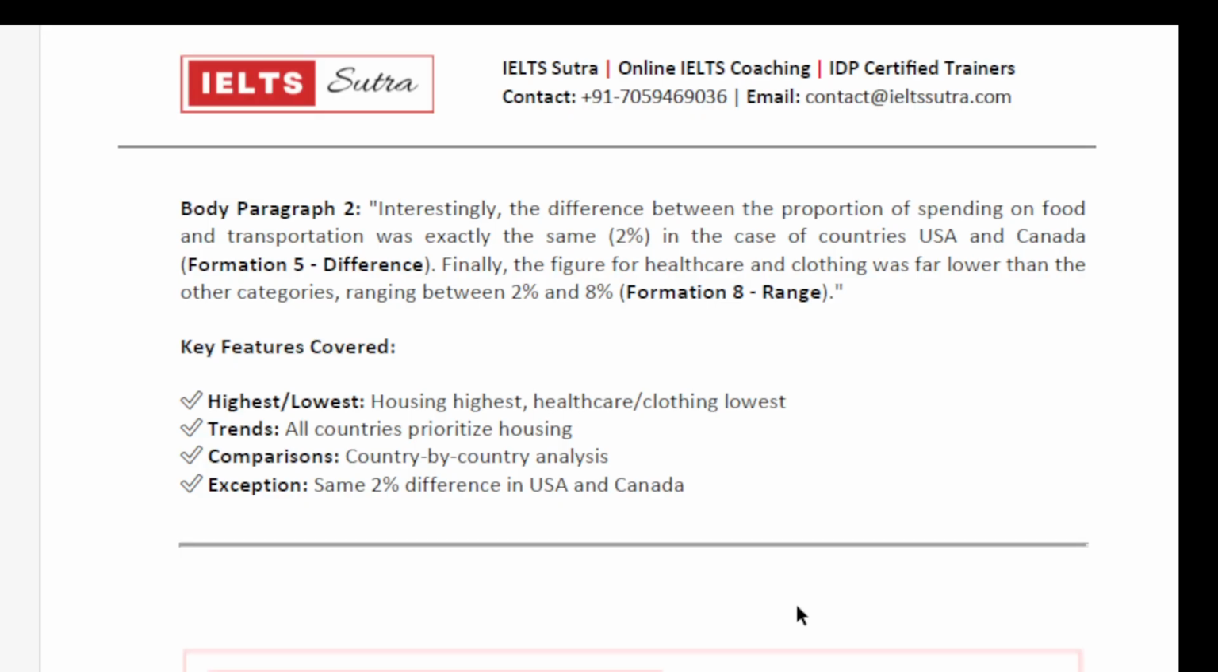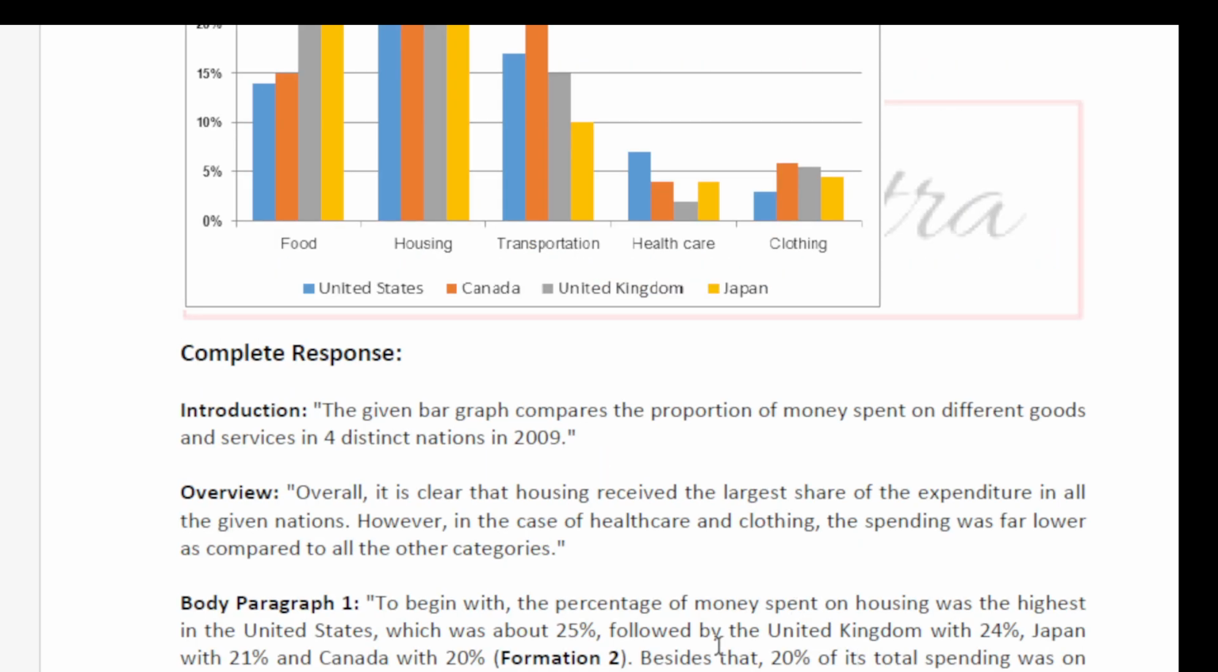Next, we say: besides that, 20% of its total expenditure was on food by the UK. So the UK is spending 20% of its money on food, which was slightly less as compared to the figure for Japan. So in the case of food, as you can see, the figure for the UK is 20%, which is slightly less than Japan.